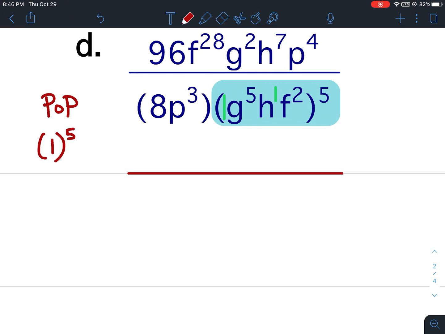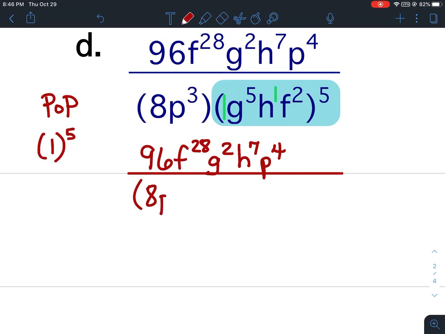There's nothing to do in the numerator, so I'm just going to bring it down. 96, f to the 28th, g to the 2nd, h to the 7th, and p to the 4th. On the bottom, I'm not doing anything with the 8p to the 3rd in the first step, so I'm just going to bring it down. And now I'm going to do the power of product. Well, 1 to the 5th power is going to stay 1. And now I need to multiply my exponents.